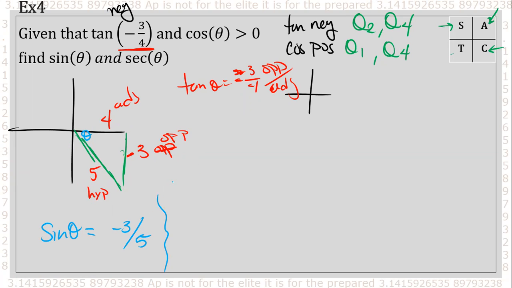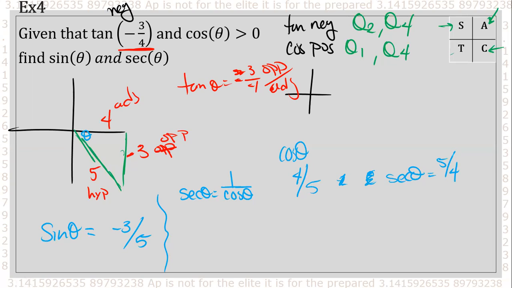Okay, for secant, hopefully I didn't mess you up too bad. Secant of theta is the reciprocal of cosine, 1 over cosine. So you can find cosine and take the reciprocal to find secant. Cosine in this case is 4 divided by 5. So my cosecant, whoops, not the cosecant, secant of theta will be 5 divided by 4.